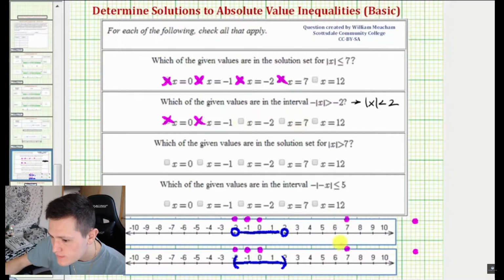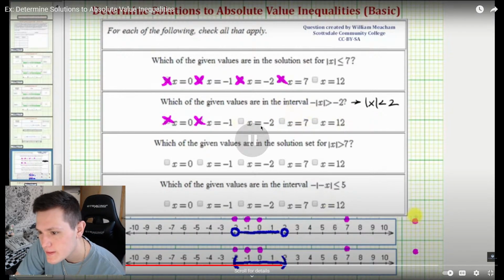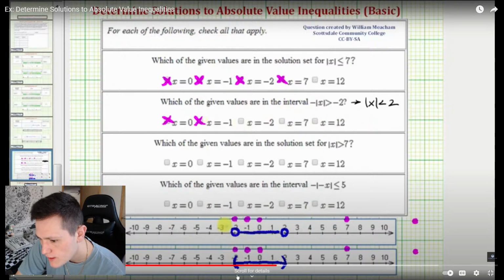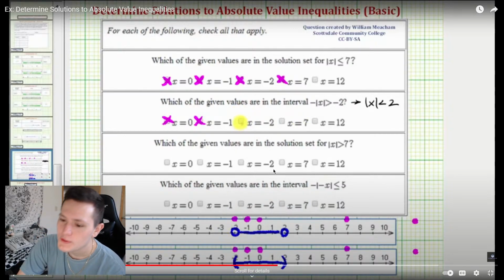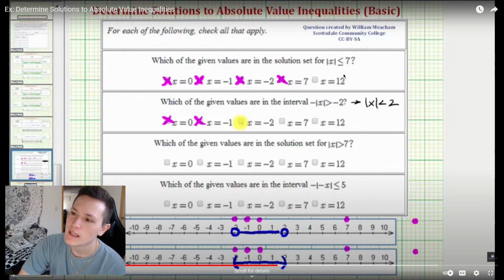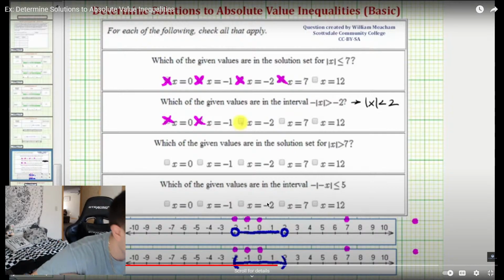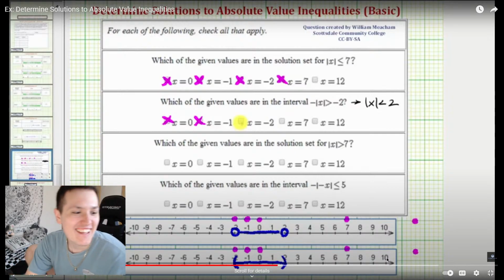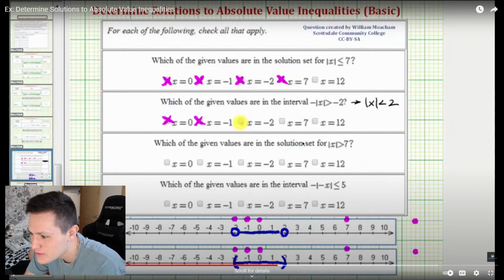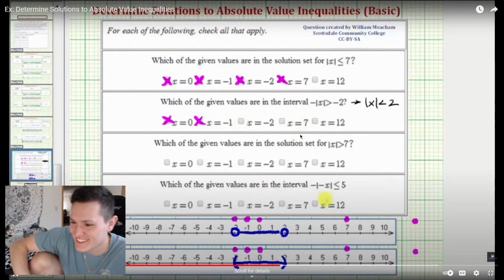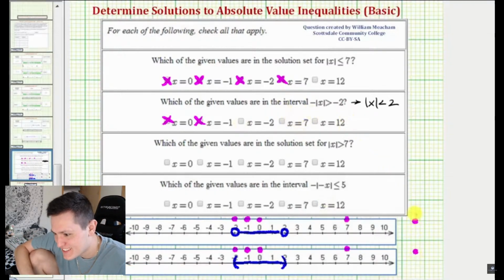X equals 2 is not here because the endpoint is not included, so no. Oh, so if it's filled in, that makes sense. X equals 7, no. X equals 12, no.